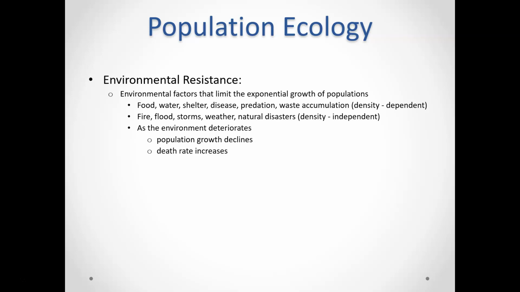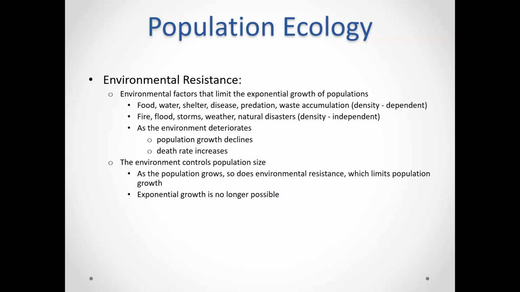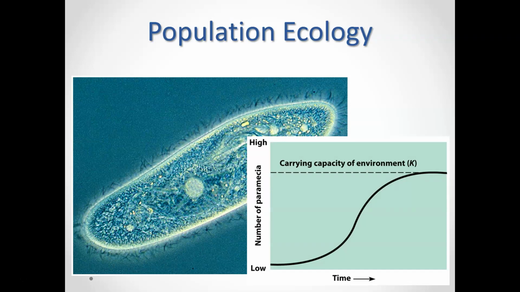And so as our environmental conditions deteriorate, our population growth declines. And it declines because you're having more deaths and your death rates are increasing. This controls populations. So what happens is you have this resistance, and exponential growth is no longer possible.